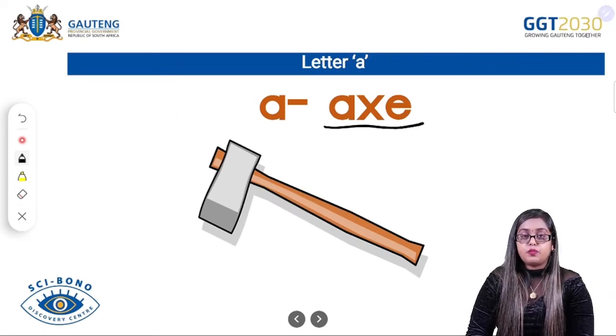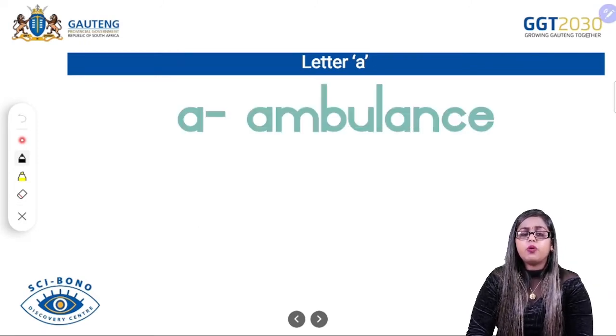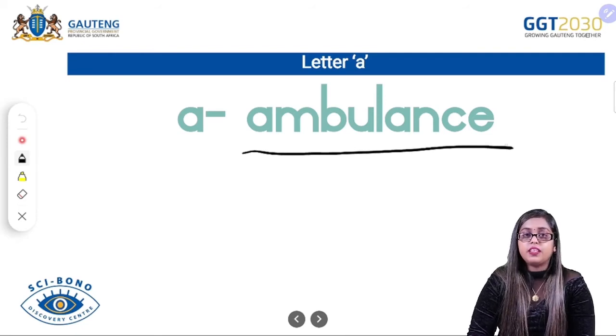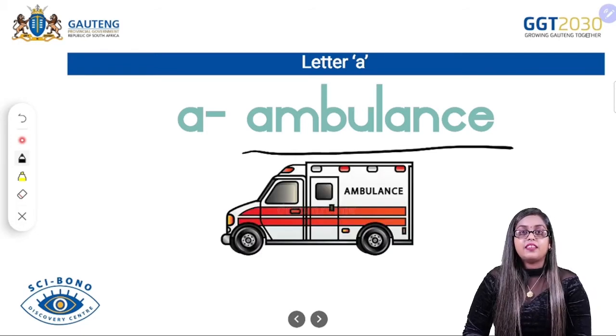Let us look at our next picture. Our next picture is also a very long word. Ambulance. Ambulance. Let's spell it together. A, m, b, u, l, a, n, c, e. Ambulance. Can you all say it loud and clear? Ambulance. Great.